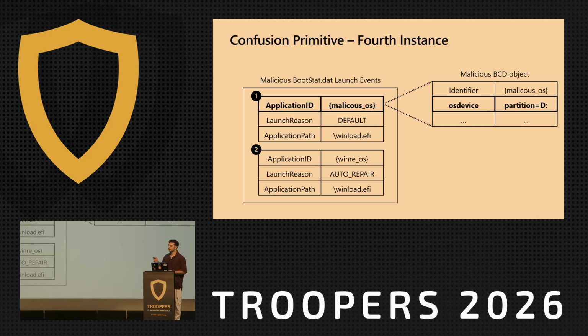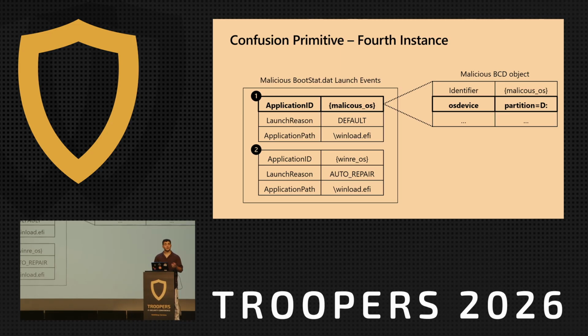So with that, we have our fourth confusion primitive in hand. The setup is quite straightforward. We create a malicious BCD object in the BCD store, OS device pointing to an attacker-controlled volume. Then we craft a BootStat file with the most recent launch event as auto-repair, and the preceding launch event references the malicious object GUID. So that's the general layout of the indexes of the events and also the malicious object.